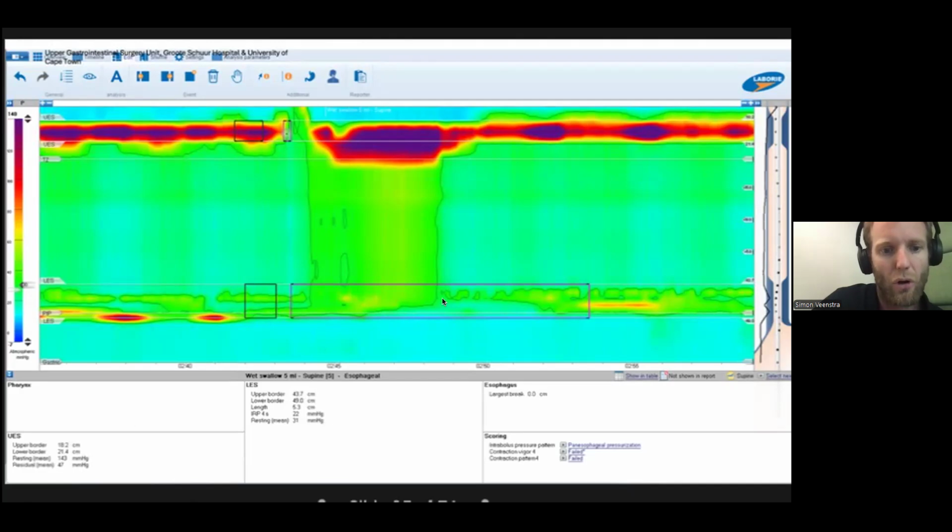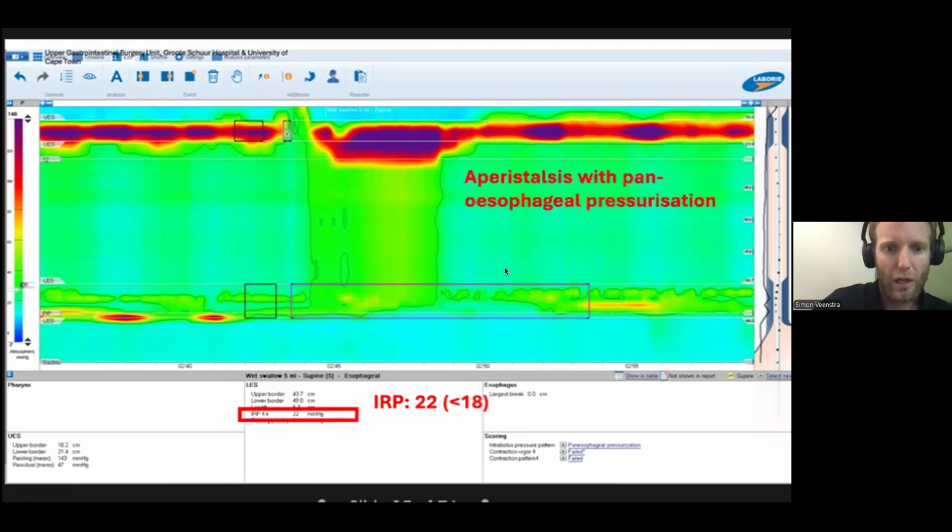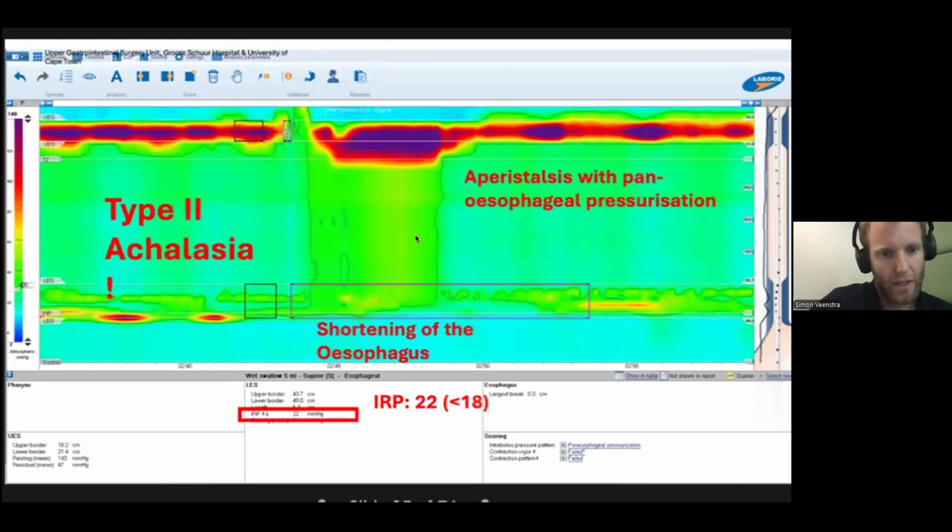And we can see this column across the esophagus of what you would call pan-esophageal pressurization. So everything that is outlined in black is more than 30 millimeters of mercury, which is the cutoff we use for pressurization. And the other thing one can see is shortening of the esophagus here. So this is all classic features of type 2 achalasia.